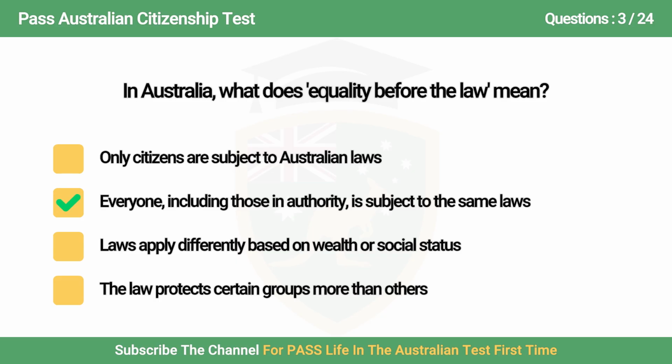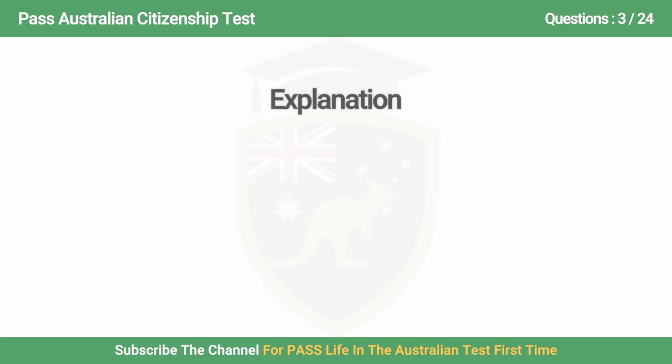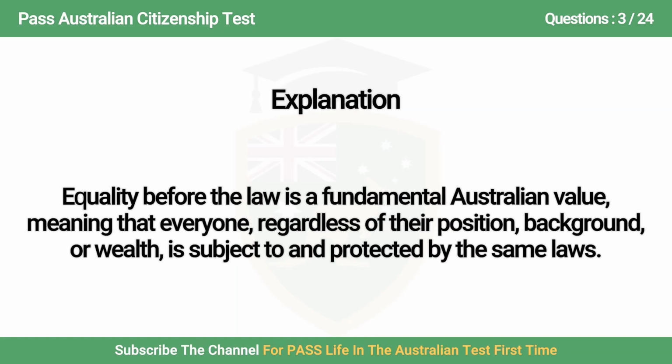Answer is B. Everyone, including those in authority, is subject to the same laws. Equality before the law is a fundamental Australian value, meaning that everyone, regardless of their position, background, or wealth, is subject to and protected by the same laws.